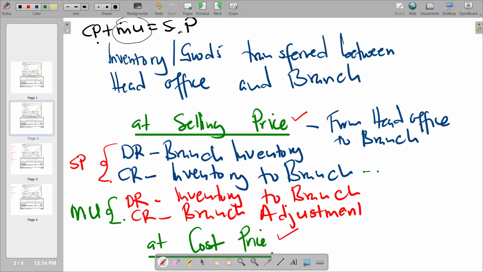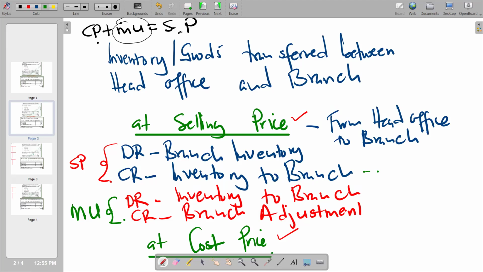So when we now have returns that are moving from a branch now to head office, the double entry becomes the opposite, whereby when they are moving from the branch, we are crediting the branch first at selling price, and then we debit the inventory to branch at selling price. Then we reduce the one that is in the inventory to branch to cost price by doing the opposite. I would have debited the inventory to branch, so you're supposed to credit it with the markup now, and debit the branch adjustment. So that's what we have.